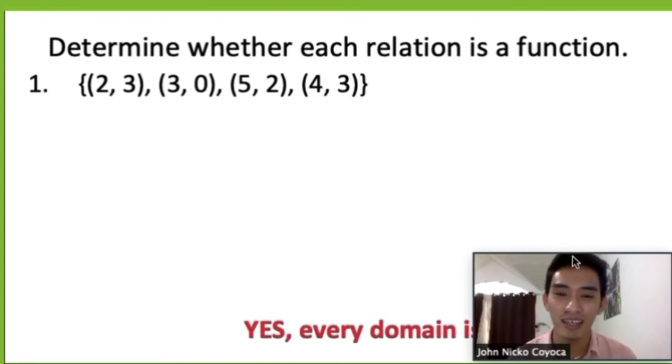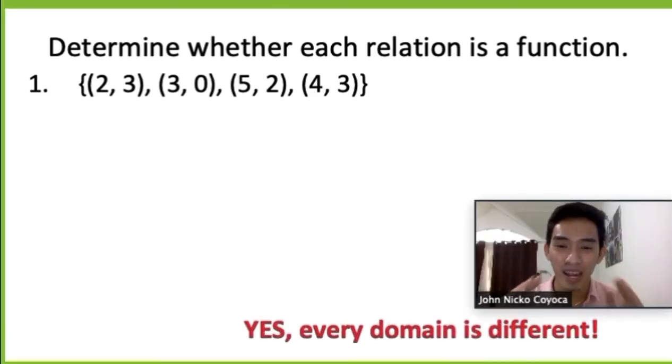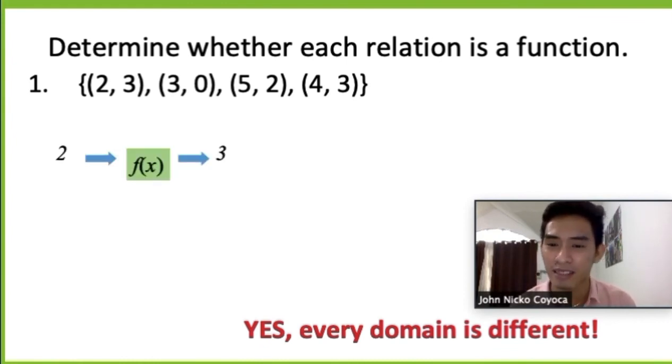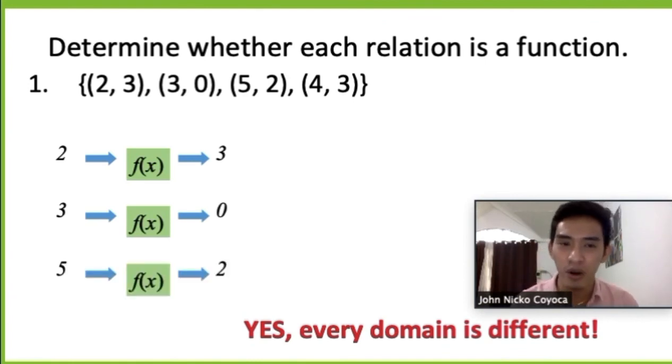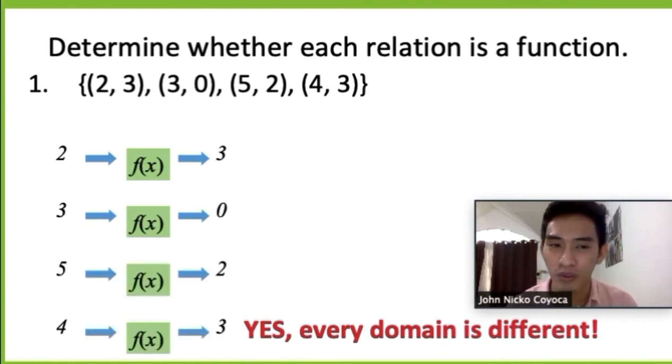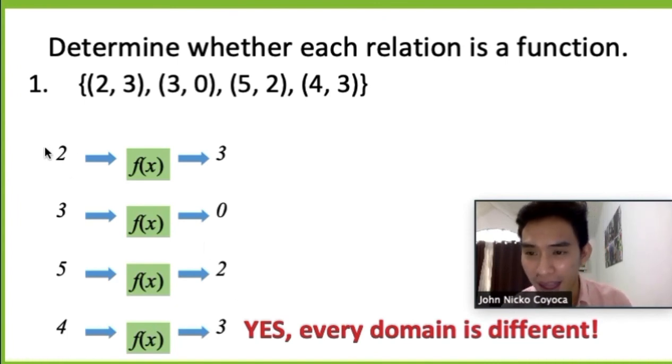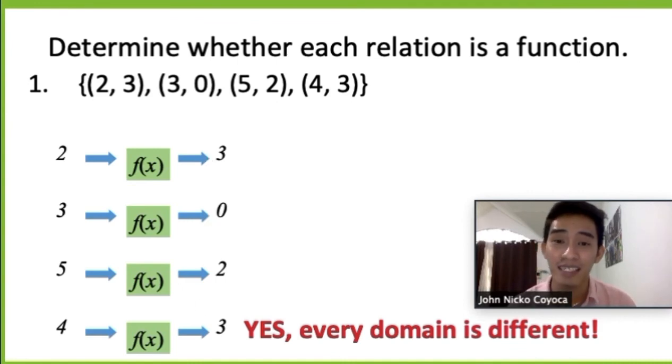Very good. Yes, that is correct. This example is a function. Why? Because every domain is different. So that means 2 is paired with 3, 3 to 0, 5 to 2, and then 4 to 3. So every domain is different. For every value of x, there corresponds exactly one value of y. Therefore, that is a function.